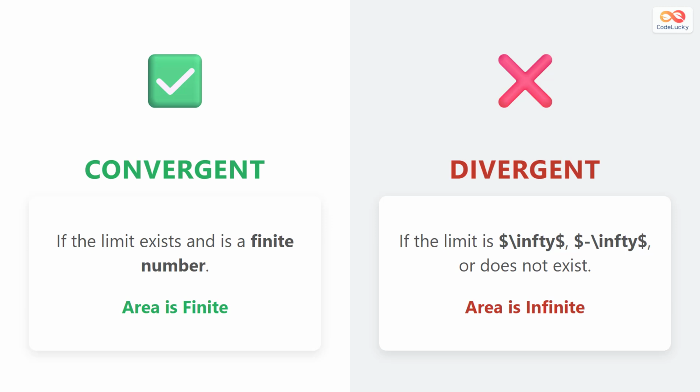This leads us to two possible outcomes. If the limit gives us a finite number, we say the integral converges. This means the area is finite, even though the shape extends infinitely upwards. If the limit is infinity or doesn't exist, we say the integral diverges.